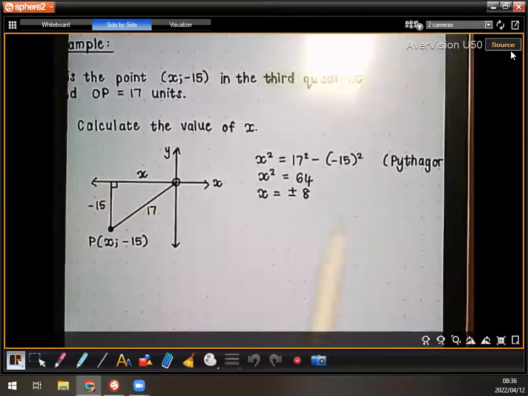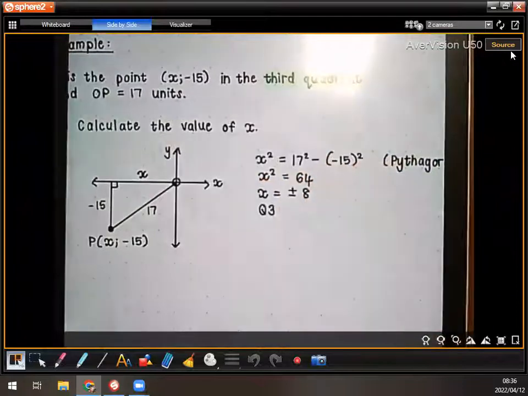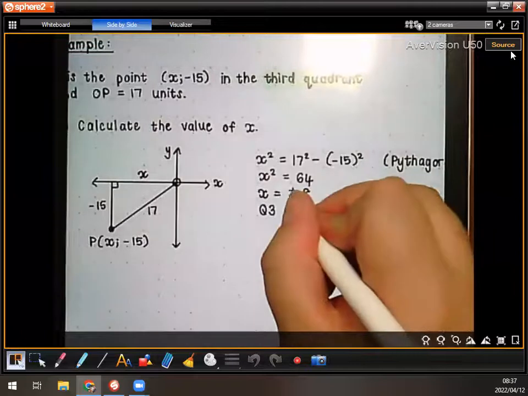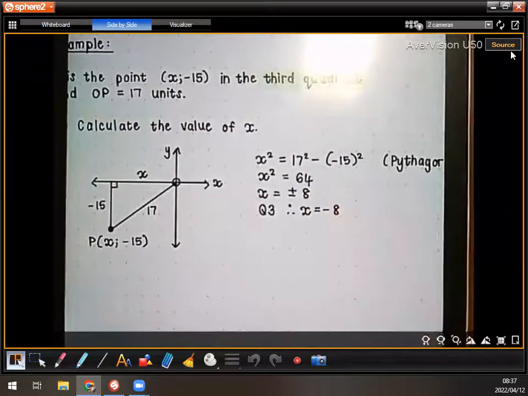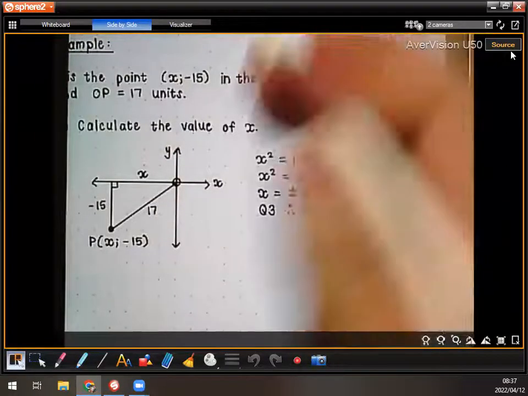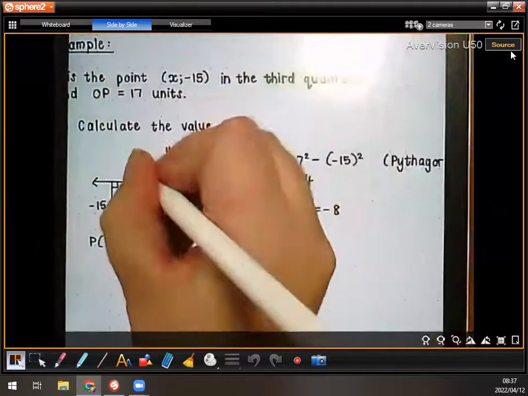So here, I would suggest writing it like this, saying that x is positive or negative 8, but we are working in quadrant 3, so you can just write Q3 like that. Therefore, x has to be negative 8. Okay, so then we can pull that in on our picture. We know that x is negative 8. You have to write x.